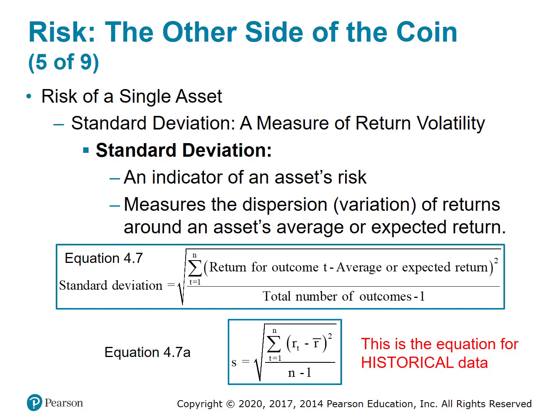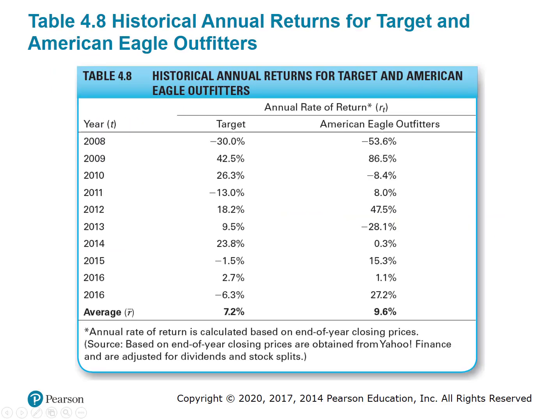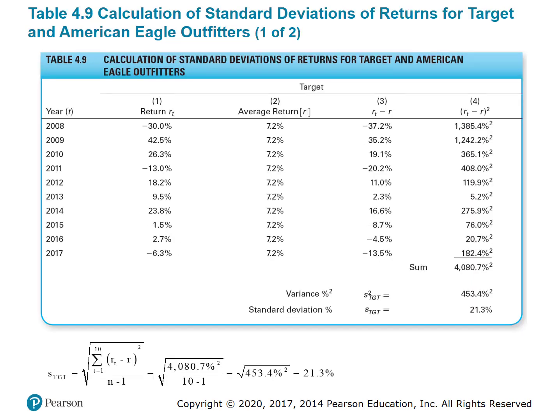With historical data, we find the average return over the range and use it to compute and square deviations. The main difference? Before taking the square root, you divide by the number of observations minus 1. And we'll see the calculations on coming slides. Table 4.8 gives us 10 years of return data for Target and American Eagle Outfitters. The average return for each is already computed at the bottom of each column. The slide details the calculations for Target.